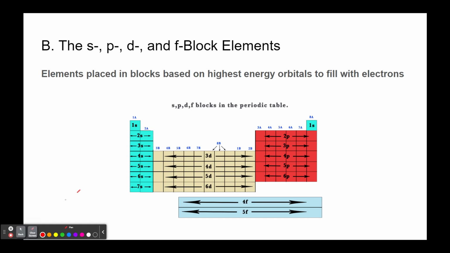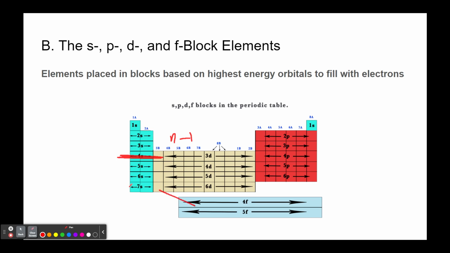And something really important to note is that when you're in period 4 and you're going from the S block to the D block, you have to do n minus 1. See how it goes 4 to 3, 5 to 4, 6 to 5. And the same rule goes from the D block to the F block.